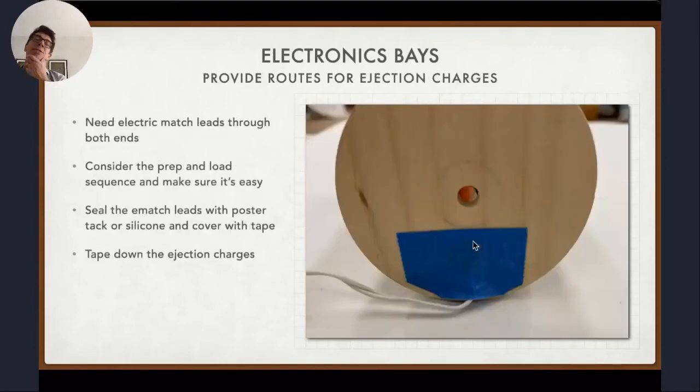Okay, so electronic matches. Basically the altimeter is going to apply a current across 2 of its terminals, and then that's going to fire an E-match. So you need to wire the E-match to the altimeter, and then you need to get it out of the bay and into the recovery section of the rocket.